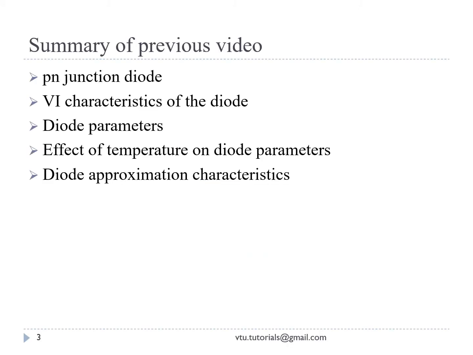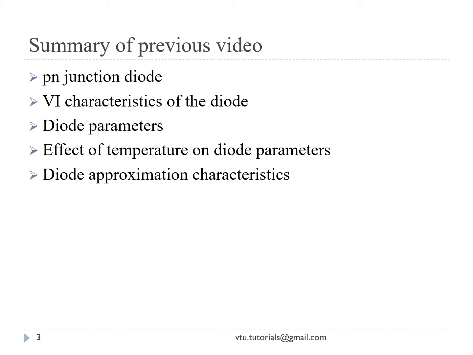In the previous video, we have studied the PN junction diode, the VI characteristics of the PN junction diode, diode parameters, and the effect of temperature on diode parameters, wherein we have studied that with the change in temperature, parameters like forward current and forward voltage are going to vary. And next we have studied the DC approximation characteristics, wherein we studied three approximate characteristic models of the PN junction.